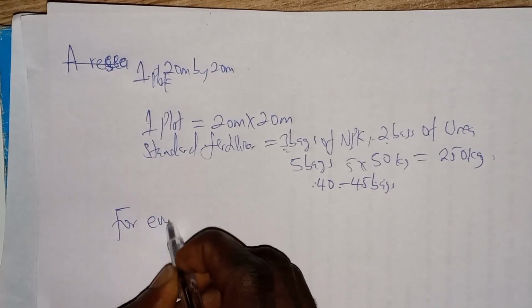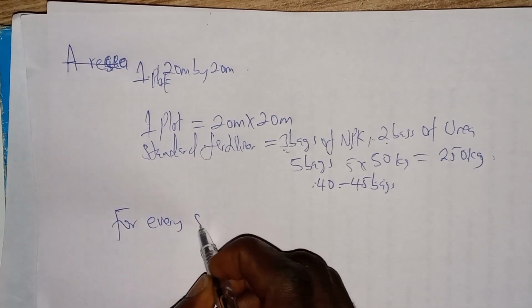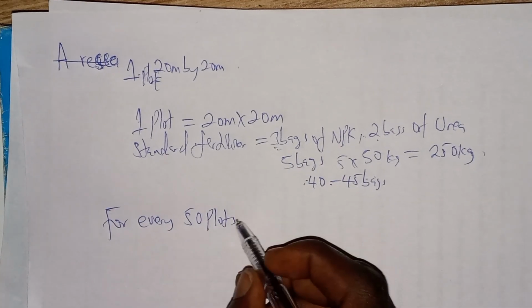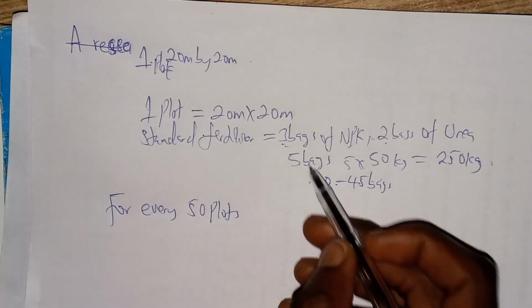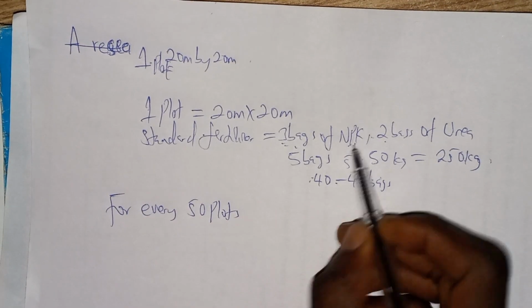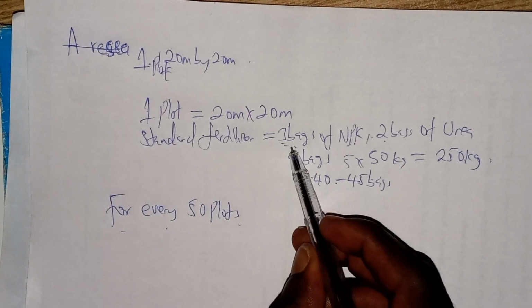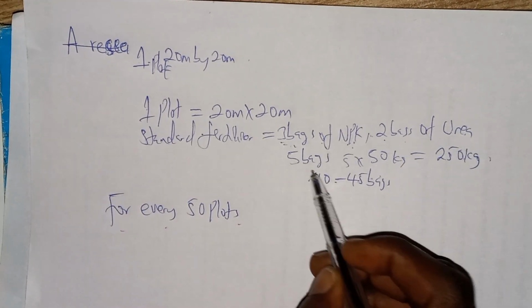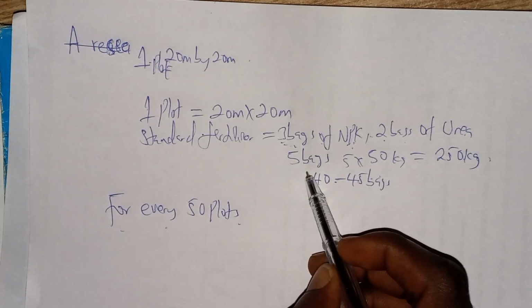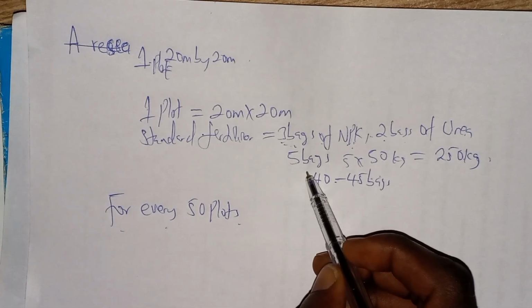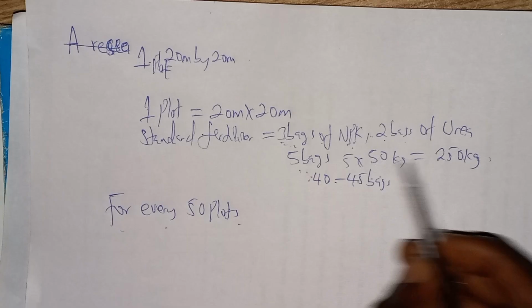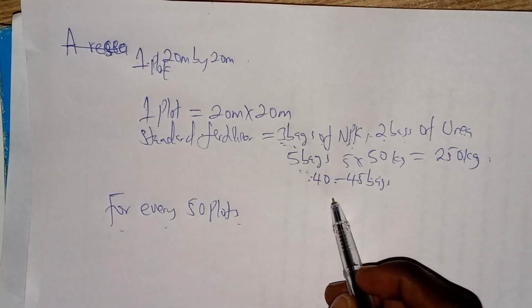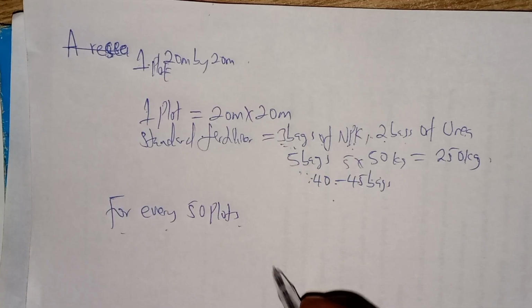For every 50 plots, a farmer applies 3 bags of NPK, 2 bags of urea, and then 5 bags in total. Understood? Now look at it.